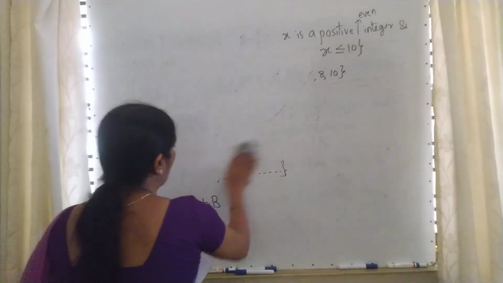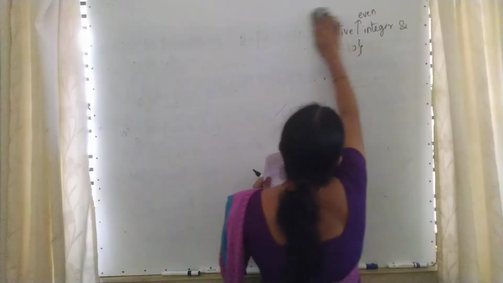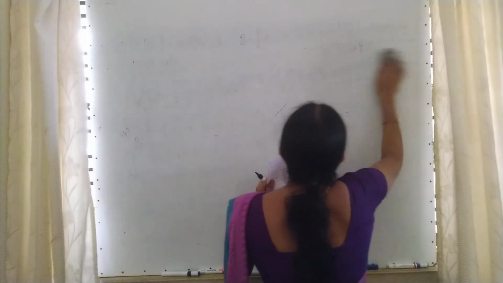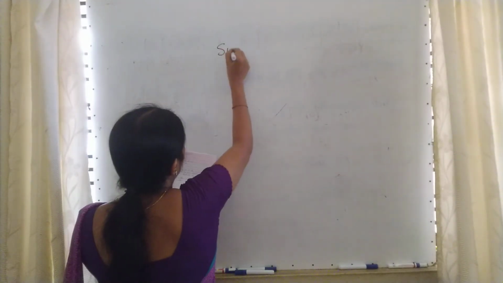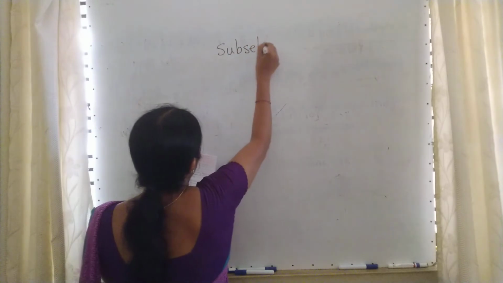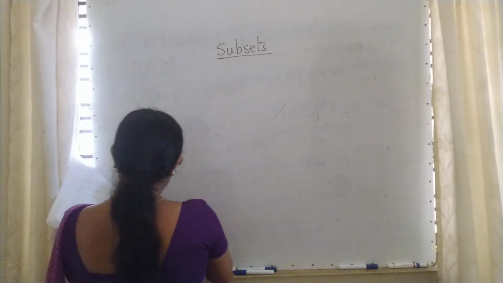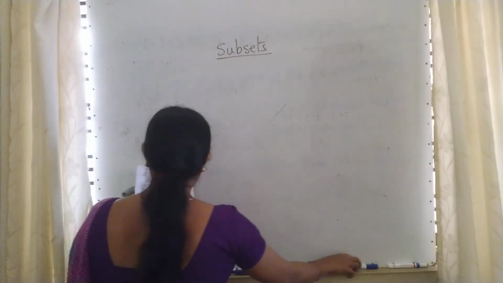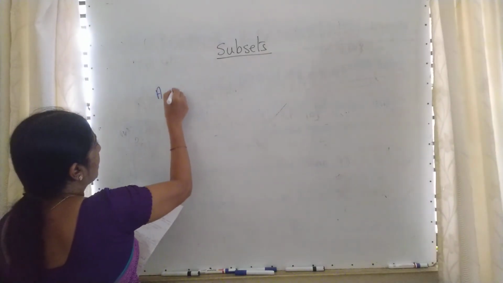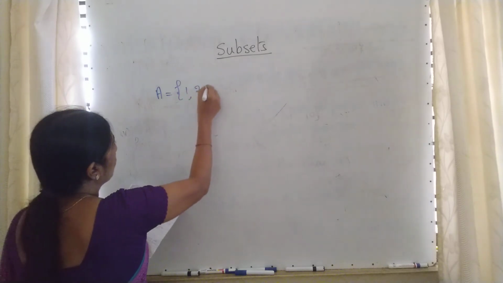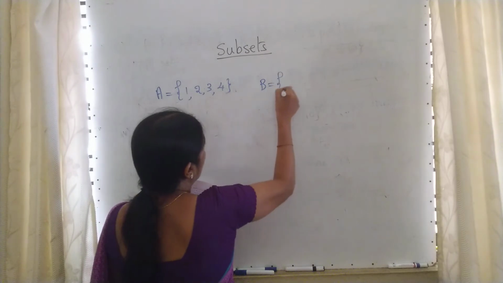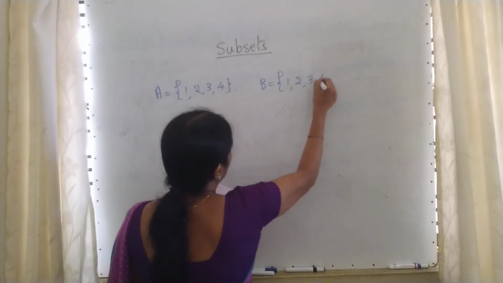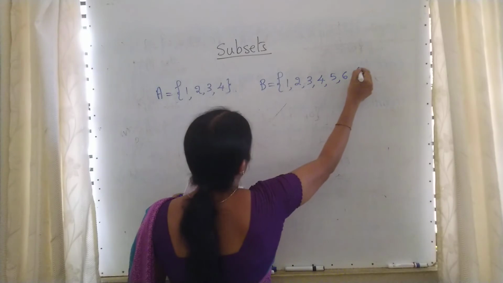Now I am moving to the concept of subsets. Before giving you the definition, first I want to explain the concept. I will explain with the help of an example what a subset is. I am giving you two sets. Set A: 1, 2, 3, 4. And set B: 1, 2, 3, 4, 5, 6.